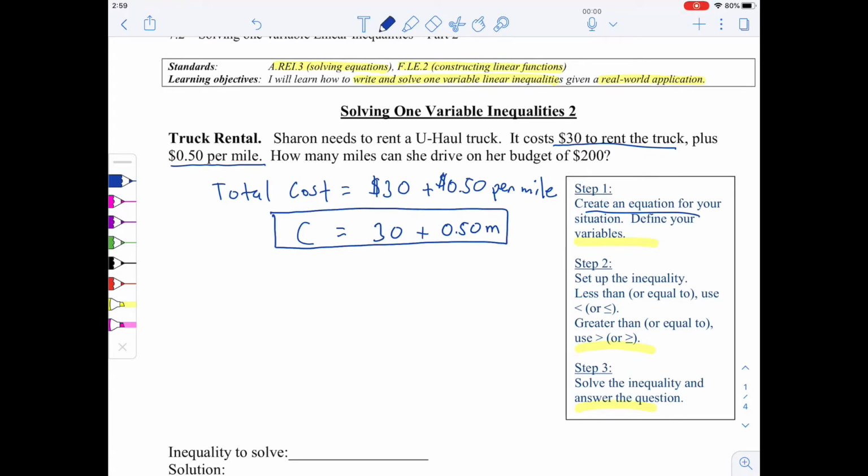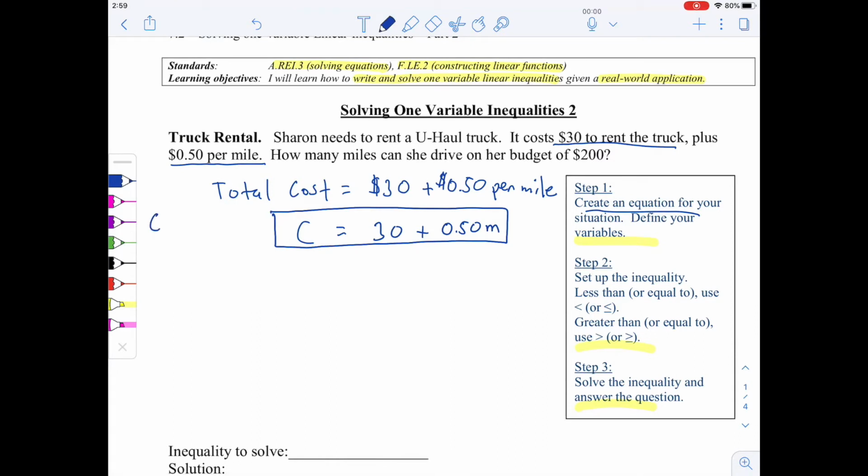So C is total cost, and this is defining our variables. M is our miles, right? So our C, total cost, equals $30 plus 50 cents per mile. So that's our equation.